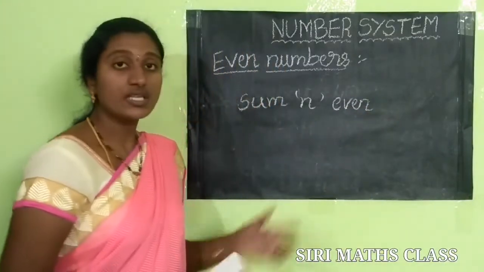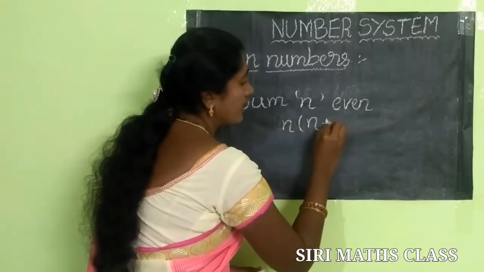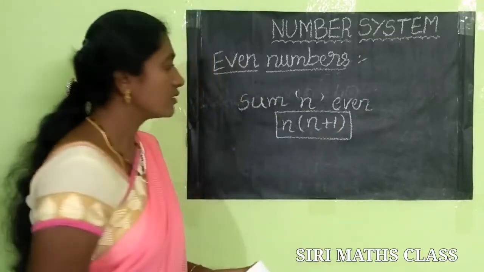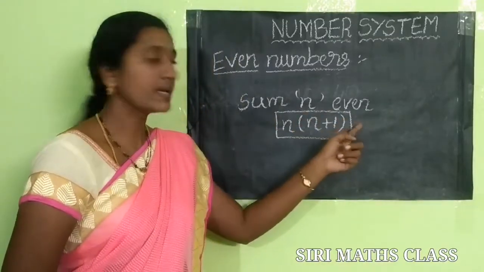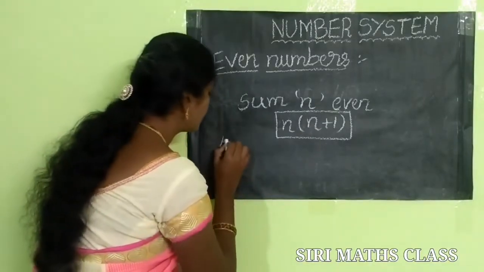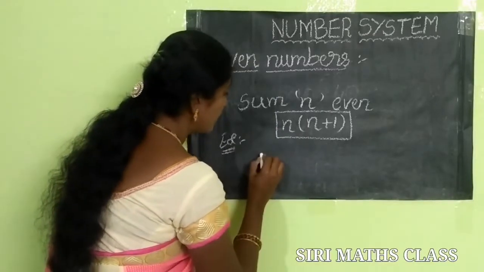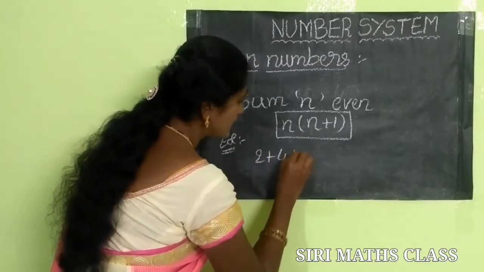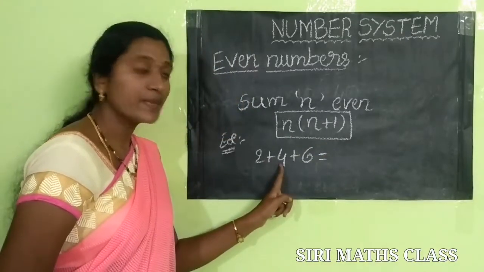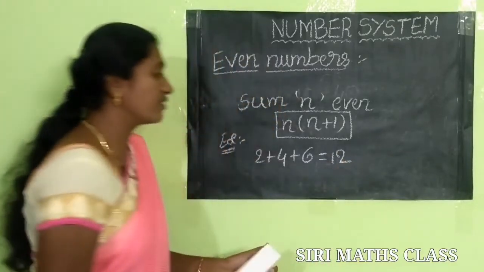The sum of first n even numbers is n into n plus 1. In this condition, we take one example. The first even numbers are 2 plus 4 plus 6. Here I can take these three. 2 plus 4 is 6, and 6 plus 6 is 12. We get the answer 12.